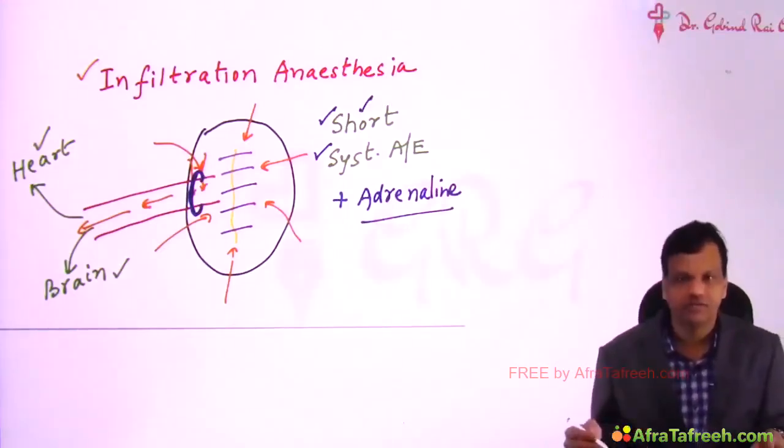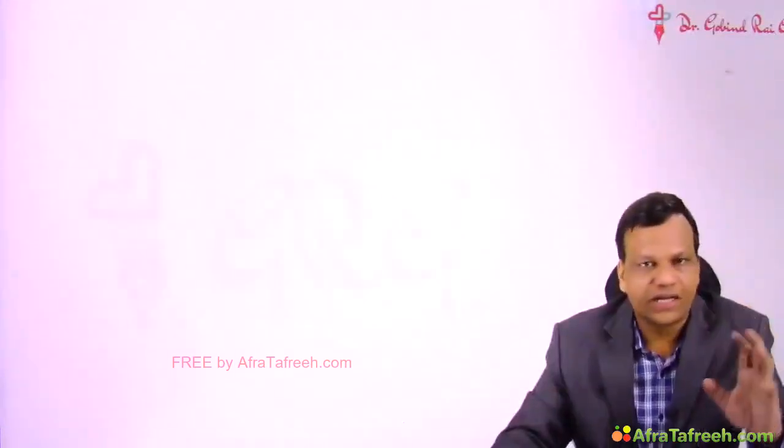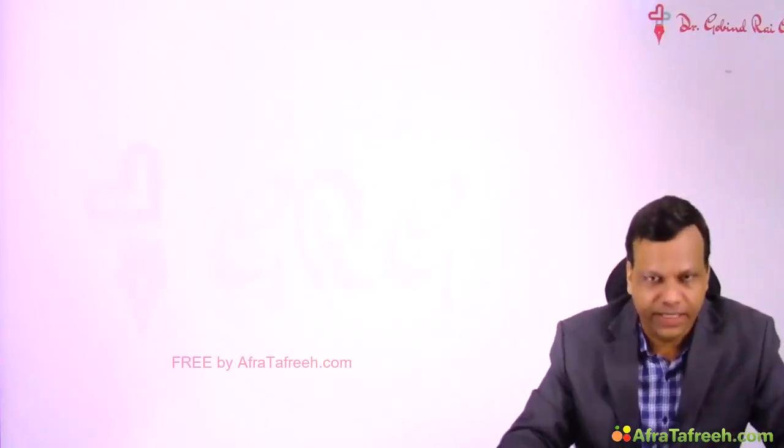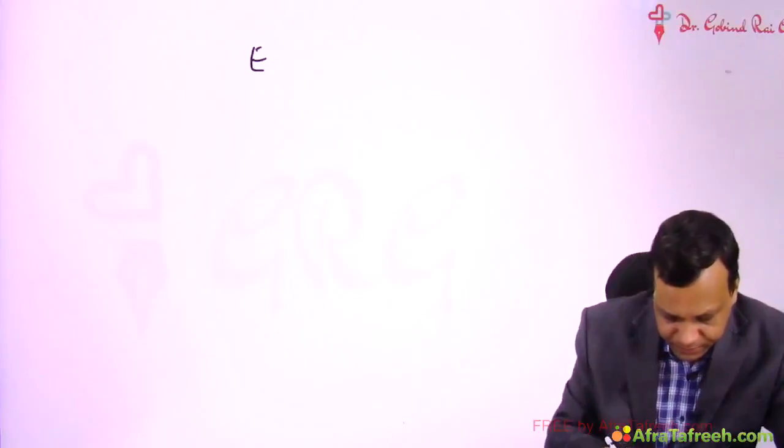So read very carefully. If the question is asked which drug is added to local anesthetic to make it fast acting, it was sodium bicarbonate. Whereas if the question is asked which drug is added to make it long acting, then it will be adrenaline. Clear? However, adrenaline should not be added to local anesthetics in those areas where end arteries are present.